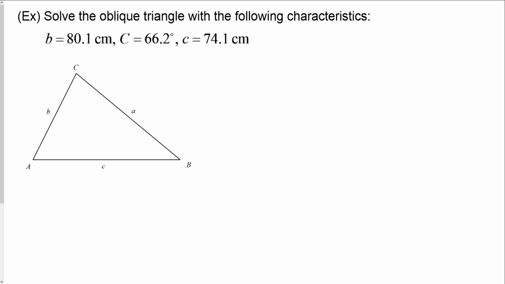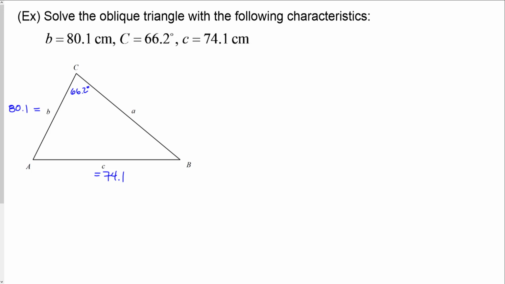Next up, solve the oblique triangle with the following characteristics. B is equal to 80.1 centimeters, C is equal to 66.2 degrees, and the side C is 74.1 centimeters. All right, so the length of B is 80.1, angle C is 66.2, and side C is 74.1.